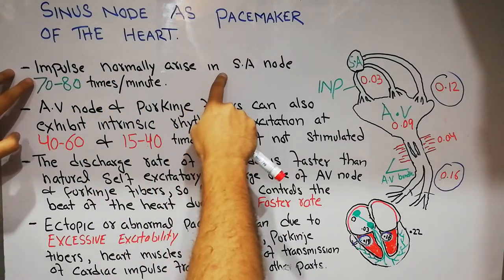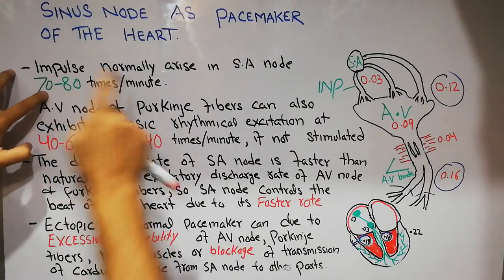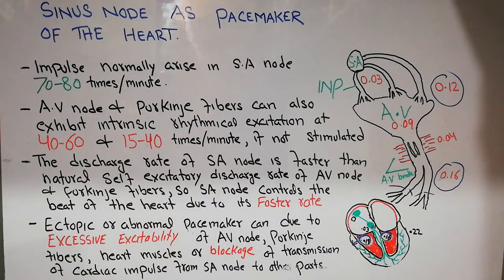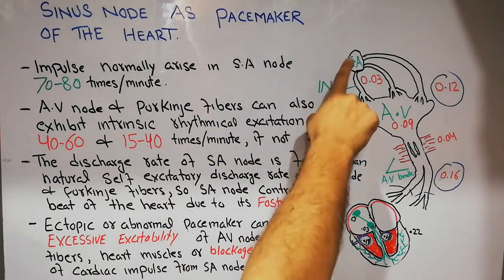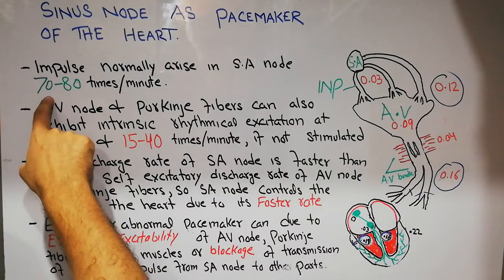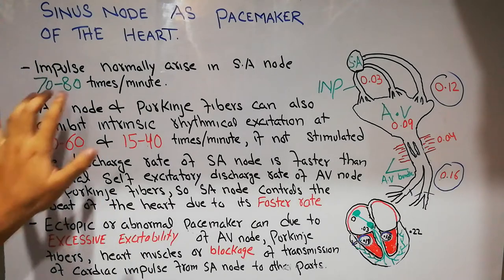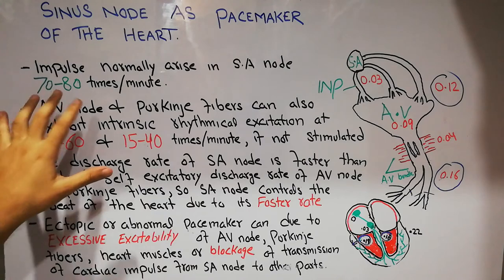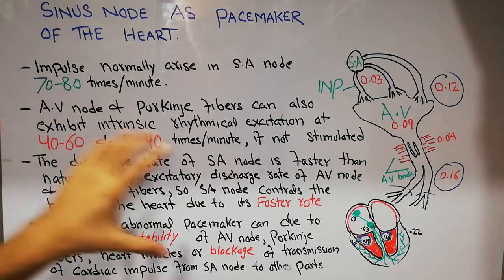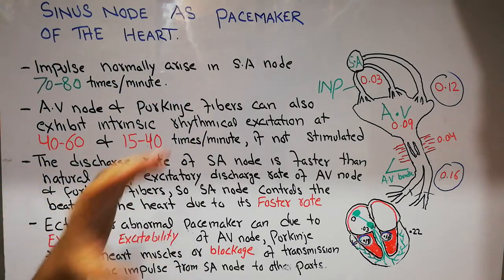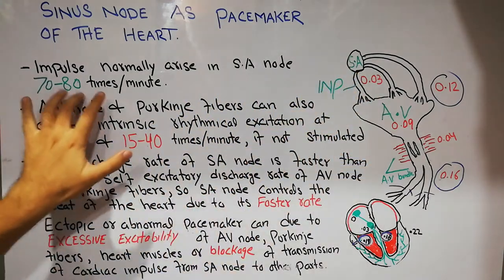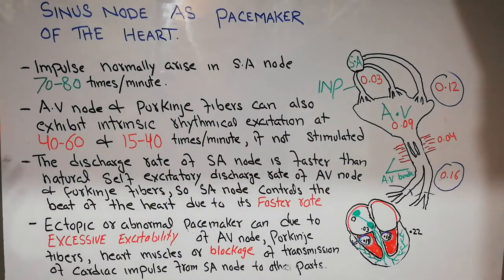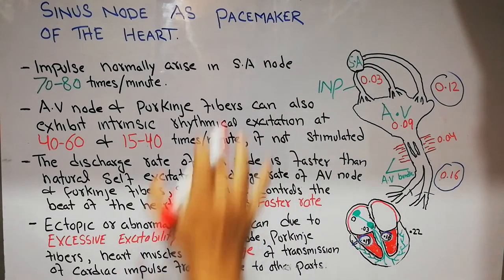The impulse normally arises in the sinoatrial node between 70 to 80 times per minute. That electrical impulse, that cardiac activity, which we have discussed in detail in previous lectures, normally arises in the sinoatrial node about 70 to 80 times per minute. And that is the normal heart rate of a human being. In a normal condition, where there is no pathology, the heartbeat is normally between 70 to 80 times per minute. That's because the electrical impulse, the cardiac current that arises in the sinoatrial node, is around 70 to 80 times per minute. But how does this allow the sinoatrial node to act as a pacemaker?